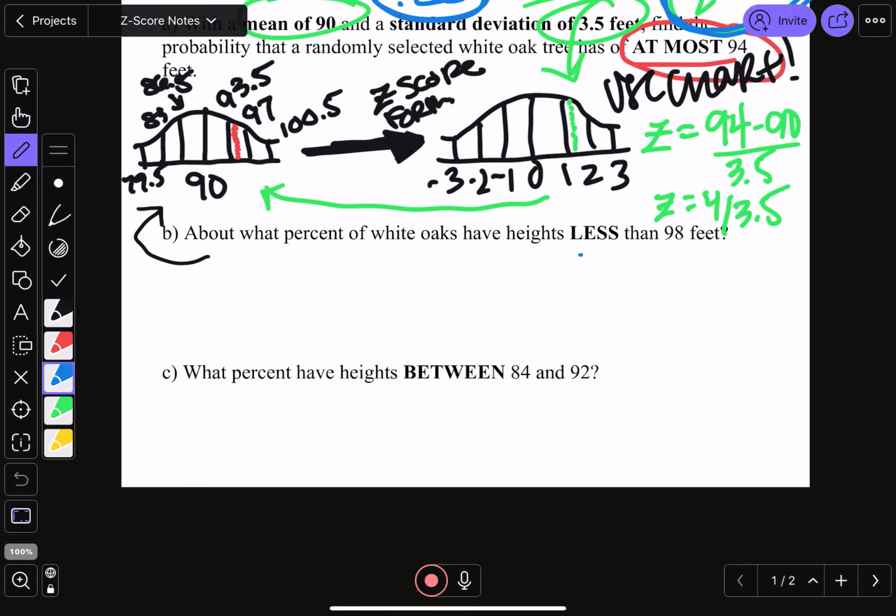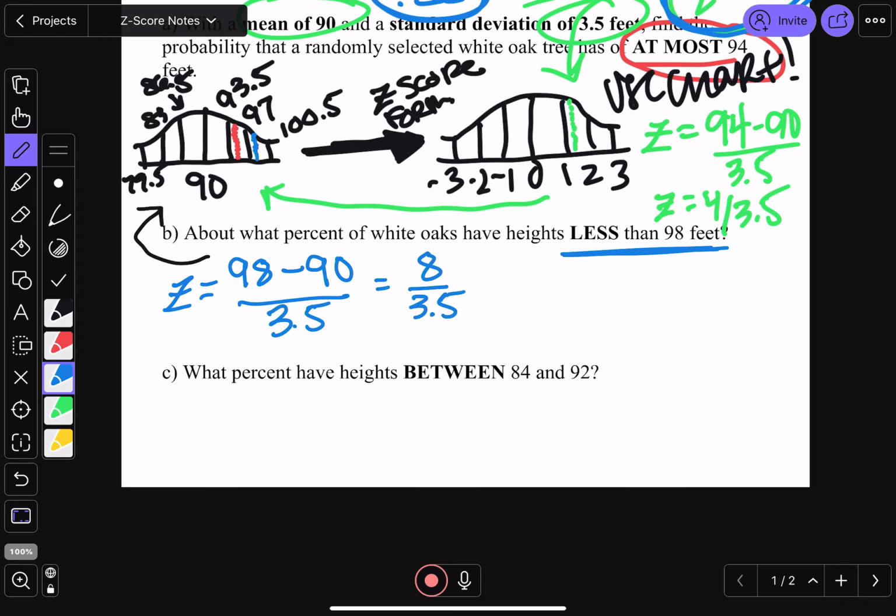Now, it says less than 98 feet, okay? 98 is not on my curve. 98 is a little bit more than the second standard deviation. But again, it doesn't fall perfectly on a standard deviation, so I cannot just add up probabilities. I'm going to have to use the z-score, so my z is going to be equal to 98 minus my mean divided by standard deviation. So I have 8 divided by 3.5, and 8 divided by 3.5 is 2.285.